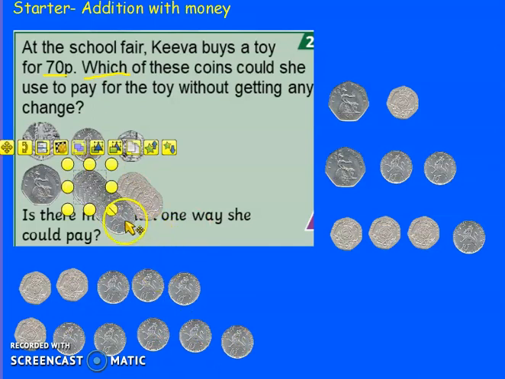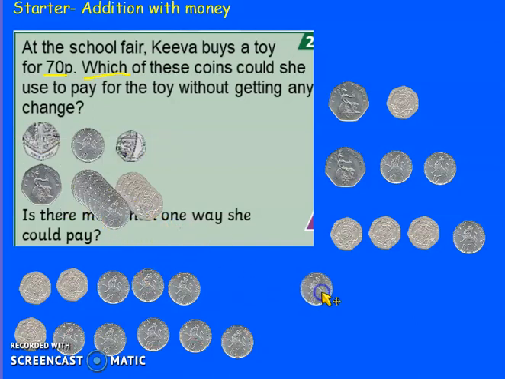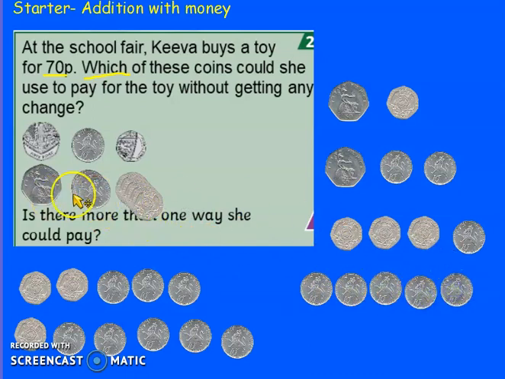She could have paid with just 10p's alone. 10, 20, count along with me, 30, 40, 50, 60, 70. All of these combinations would allow Kiva to pay for her toy without receiving any change. Well done if you got all of them. Write these up neatly in your maths book for your teacher to check. Well done, let's move on.